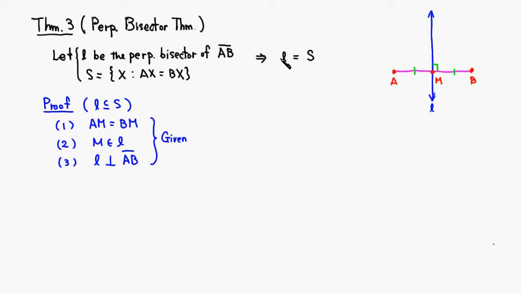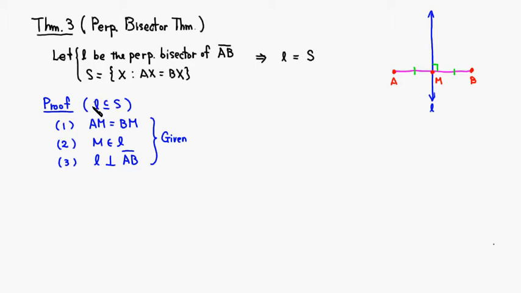In order to establish the equality between two sets, L and S, we're going to do mutual containment. So we're going to have to show that L is a subset of S, and then we're going to have to show that S is also a subset of L. The only way mutual containment can happen is if they are the same set. So let's do the first containment first.